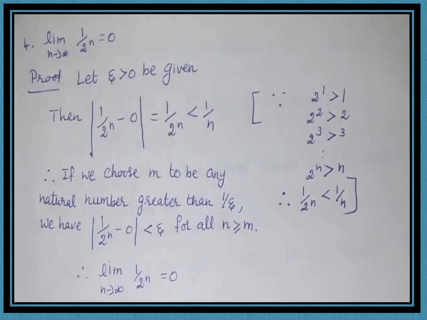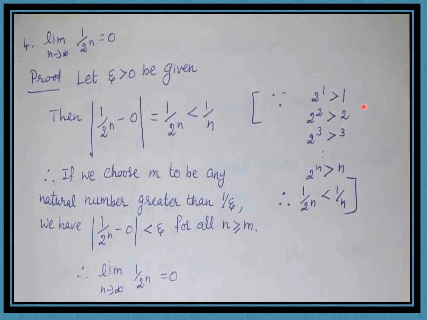Next example is limit n tends to infinity of 1 by 2 power n equals 0. We take epsilon greater than 0. Our an is going to be 1 by 2 power n, and L value is going to be 0. The absolute value of 1 by 2 power n minus 0 is 1 by 2 power n.